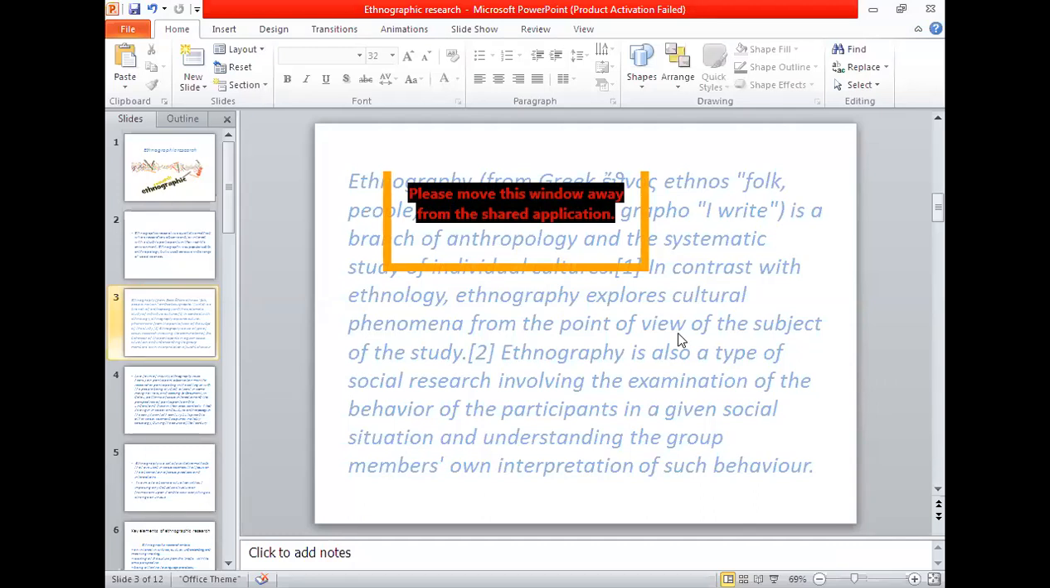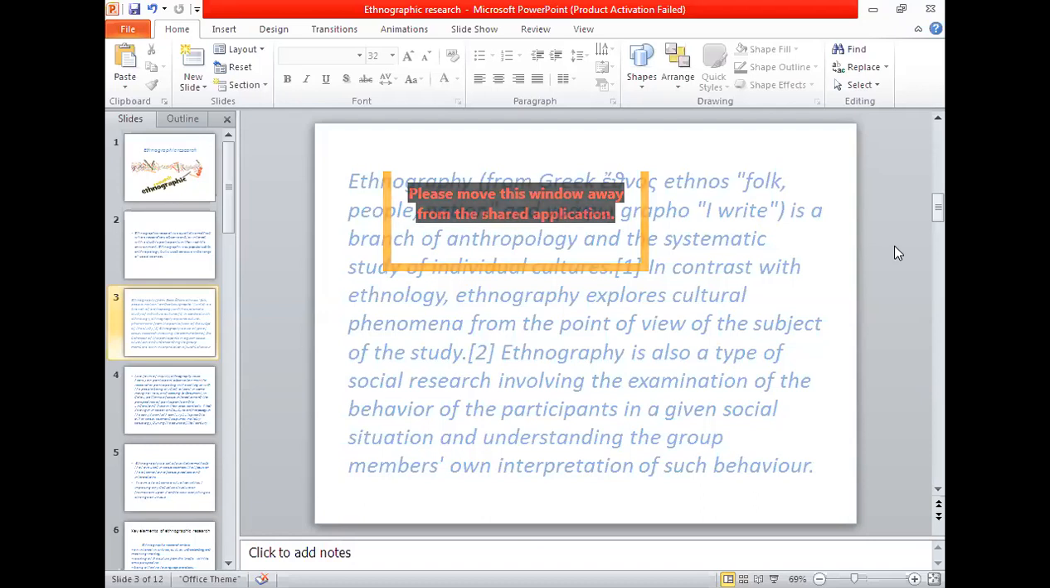So ethnography explores cultural phenomena from the point of view of the subjects of the study. Now it is not the researcher who imposes an understanding, but the researcher is only the observer. The researcher will observe the participants of the study from the perspective of the participants. The subjects are important. What subjects are thinking about any phenomenon which the researcher wants to study and understand is given importance.